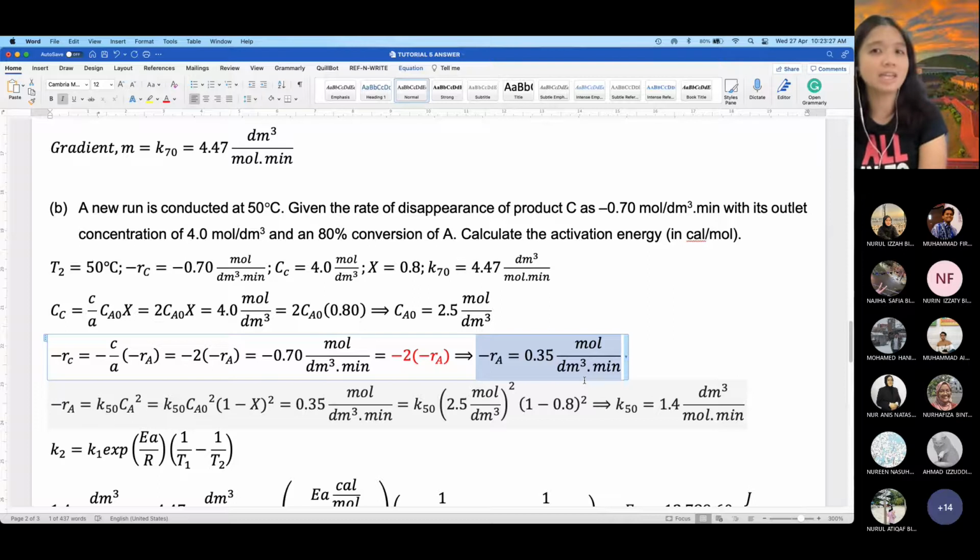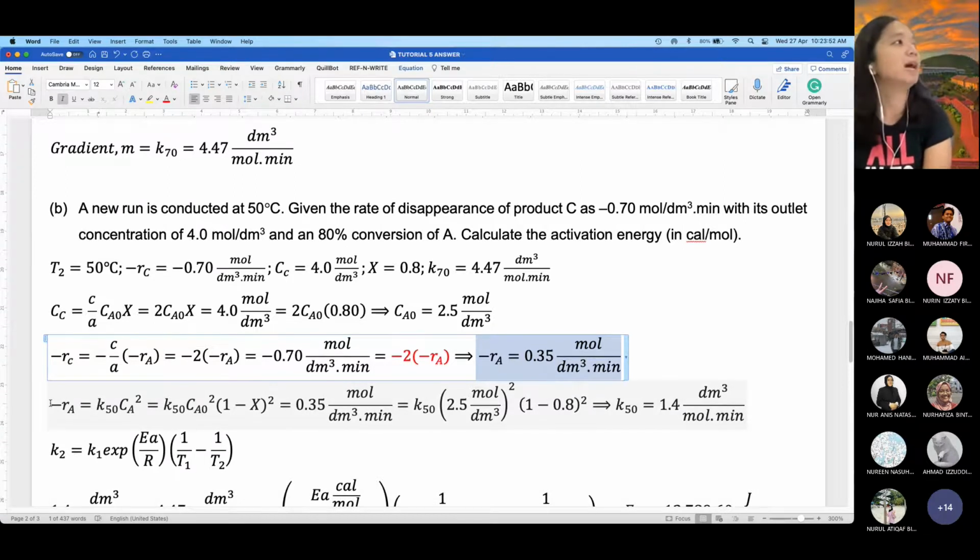So now I have minus RA ready. Earlier, remember, we found minus RA for minus RC. And for minus RA, we want to find the K at 50 Celsius, because minus RC is at 50 Celsius. Therefore, minus RA is also at 50 Celsius, and therefore the K will be K at 50 Celsius. So let us now see how to find K from the minus RA.